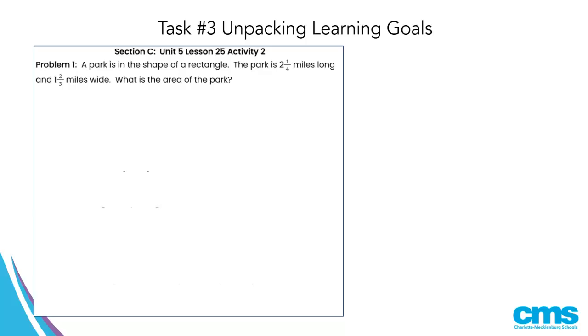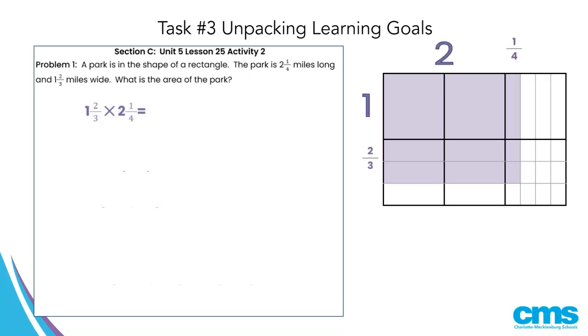In this problem, students find the area of a park that has a length of 2 1/4 miles and a width of 1 2/3 miles. So using area equals length times width, we need to multiply 1 2/3 times 2 1/4. We can use an area model to solve this problem. Graph paper can be used to make a rectangle that is 2 1/4 units long and 1 2/3 units wide.